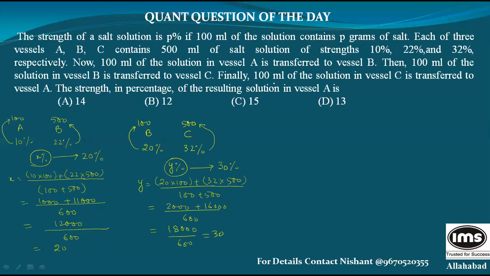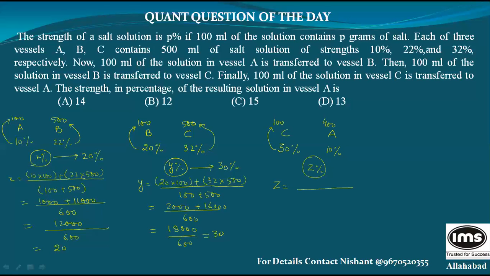Now the question says finally 100 ml of solution in C is transferred to A. So now we will make an alligation for C and A. Concentration of mixture C is 30% as we have calculated earlier, and that of A is 10%. We are mixing 100 ml of C to 400 ml of A because 100 ml was already taken from A in the first case. Let Z% be the final concentration. Now the Z can be calculated again by using the same concept that we used earlier.